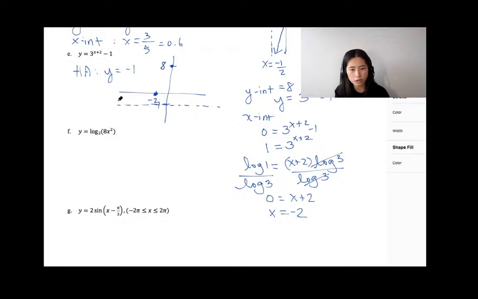So you know that your function is approaching -1, so you're going to graph something like this. Okay, this is passing 8, guys. You get this, right? And this is 2. That's how your function should look. Great.